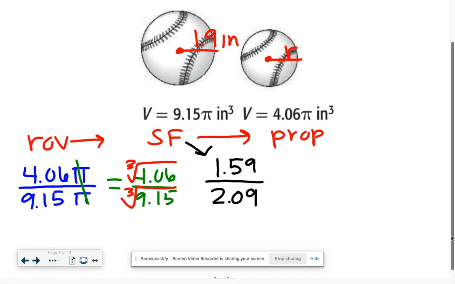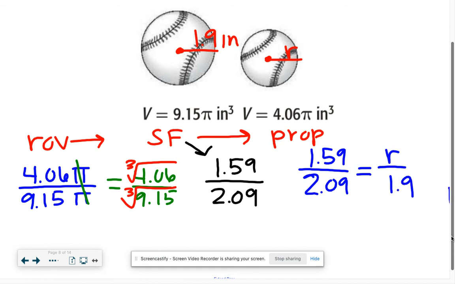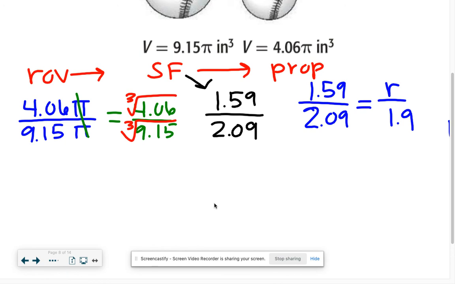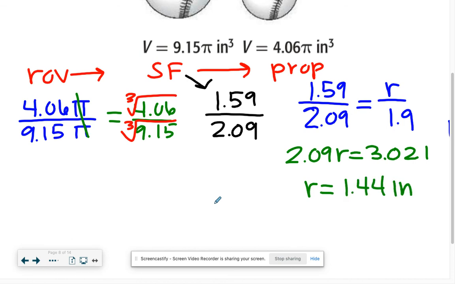And now from here we can write our proportion. 1.59 over 2.09 equals, we're looking for the small one, so R over 1.9. These are just kind of gross numbers, but it's all fine. We have calculators for a reason. So cross multiply. 2.09 R equals 3.021. Divide by 2.09, and we should get about 1.44 inches.